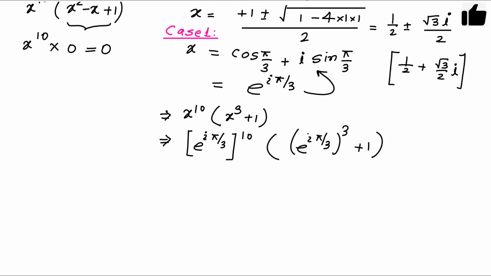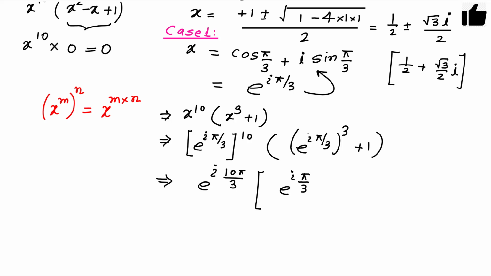Now if you remember the rules of exponent, if we have x raised to the power m raised to the power n, this can be written as x raised to the power m times n. So with this rule you can write e raised to the power i 10 pi divided by 3, and this will become e raised to the power i pi by 3 times 3, and this is plus 1. So this is simply e raised to the power i 10 pi by 3, and this term will be e raised to the power i pi, plus 1.